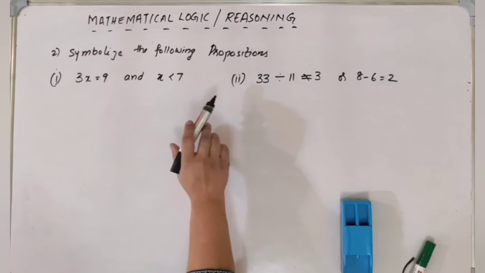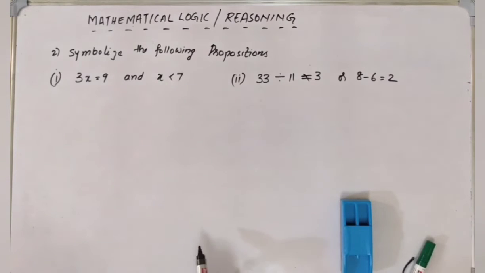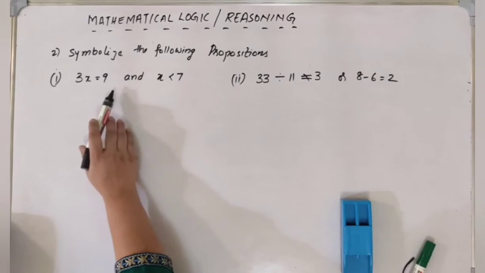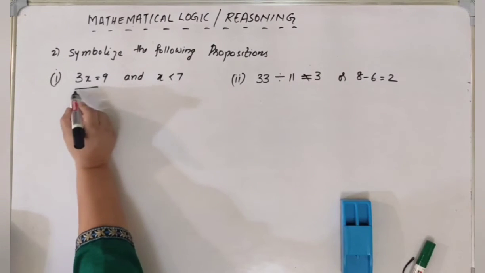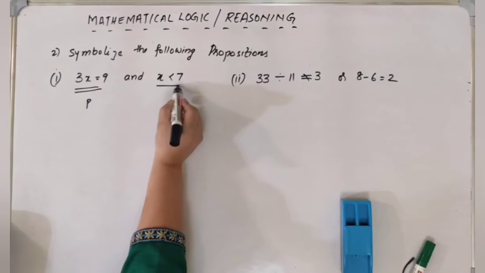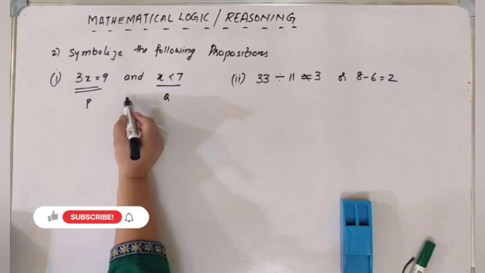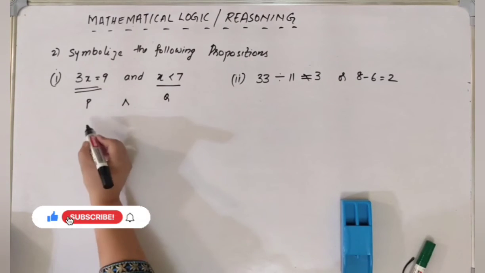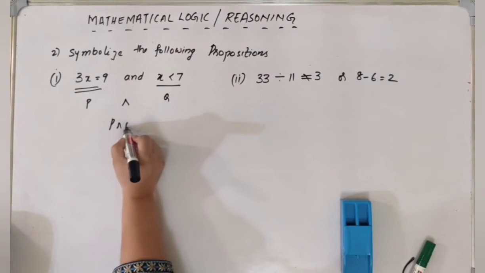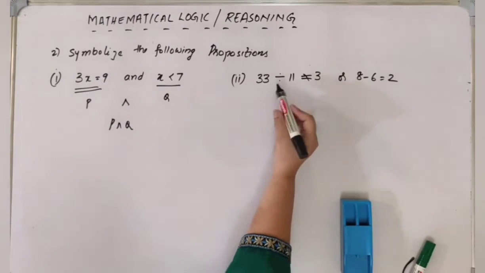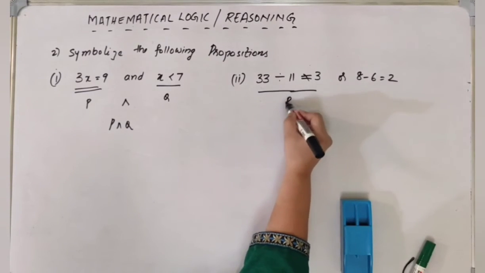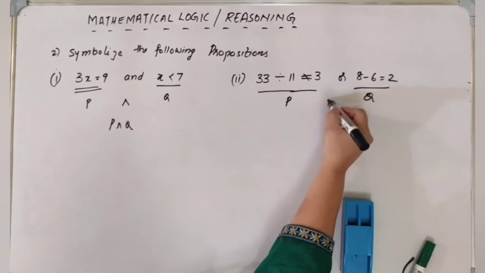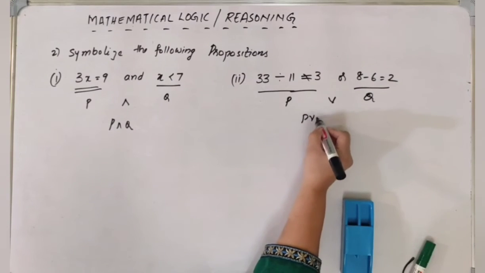Let us take an example where we have to symbolize the following propositions. So we have 3x is equal to 9 and x less than 7. So let's take 3x is equal to 9 as P and x less than 7 as Q. So we have and here. So what is and? This is the notation for it. So the answer is P and Q. Second one. Let's take this as P and this as Q. We have OR. So this is the notation for OR. So this is the answer.